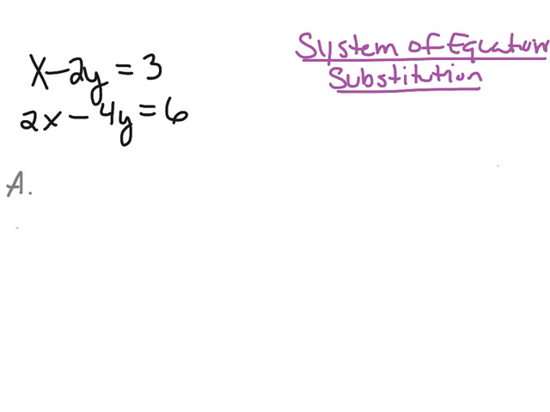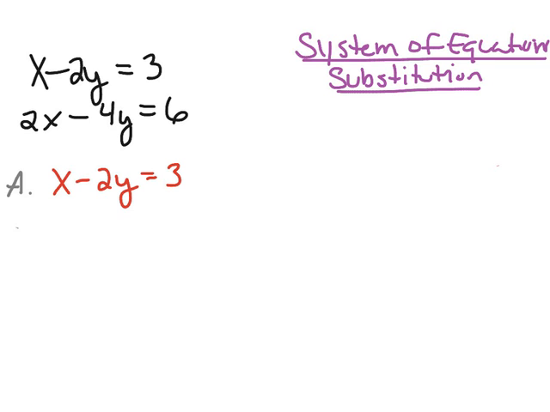Alright, let's take a look at a second example here. Again, we're still working with systems of equations, and we're still using the substitution method. First step in substitution is to get a variable by itself. Any of the variables by itself. In my case, I'm going to take that first equation, and I'm going to get x by itself.